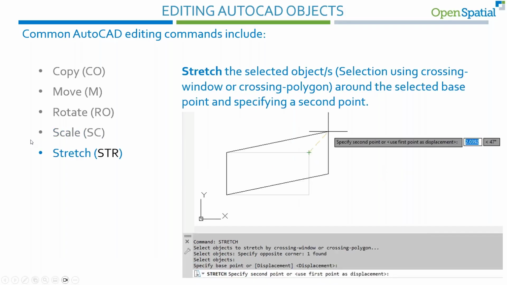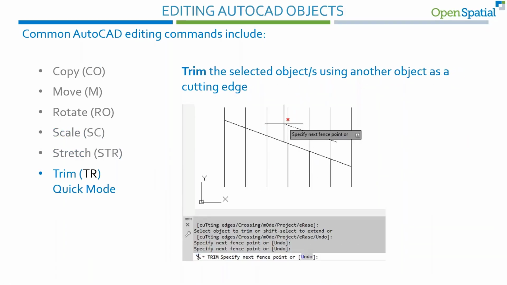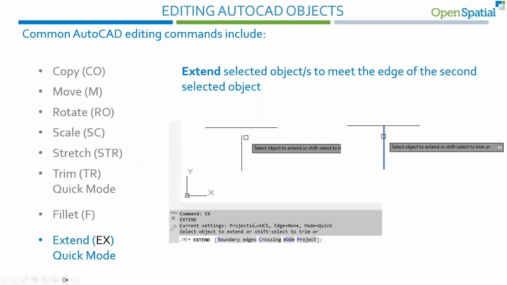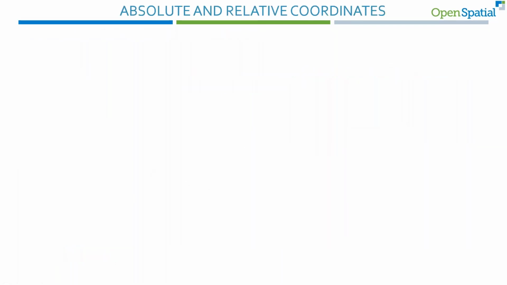Scale, make things bigger and smaller, stretch, trim, quite a lot of tools that you can actually use, using another object as a cutting edge, fillet and chamfer, radius, so snapping things together, extend. So I'm not going to go into too much detail.